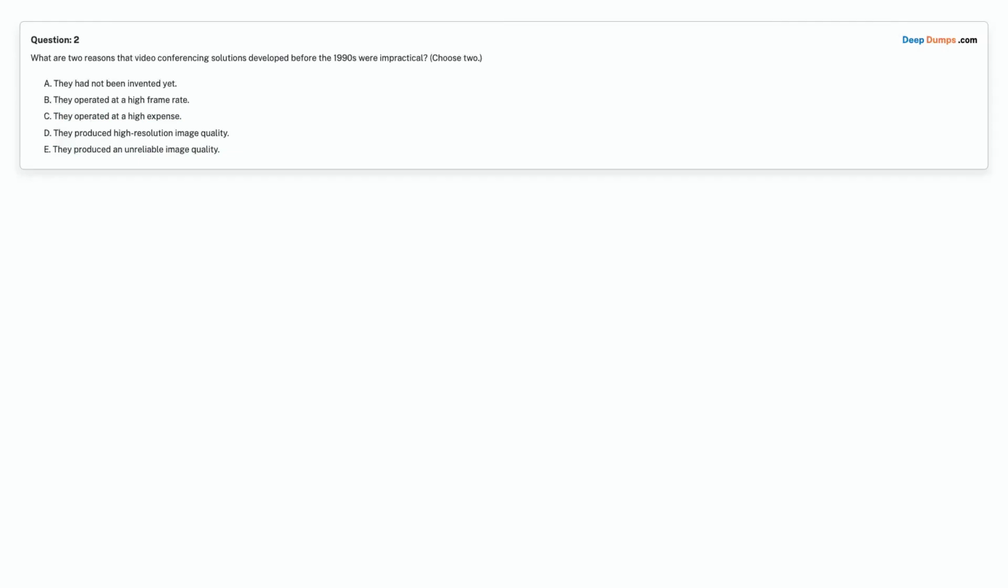Choose the correct answer. Correct answer is Option C. They operated at a high expense. Option E. They produced an unreliable image quality.